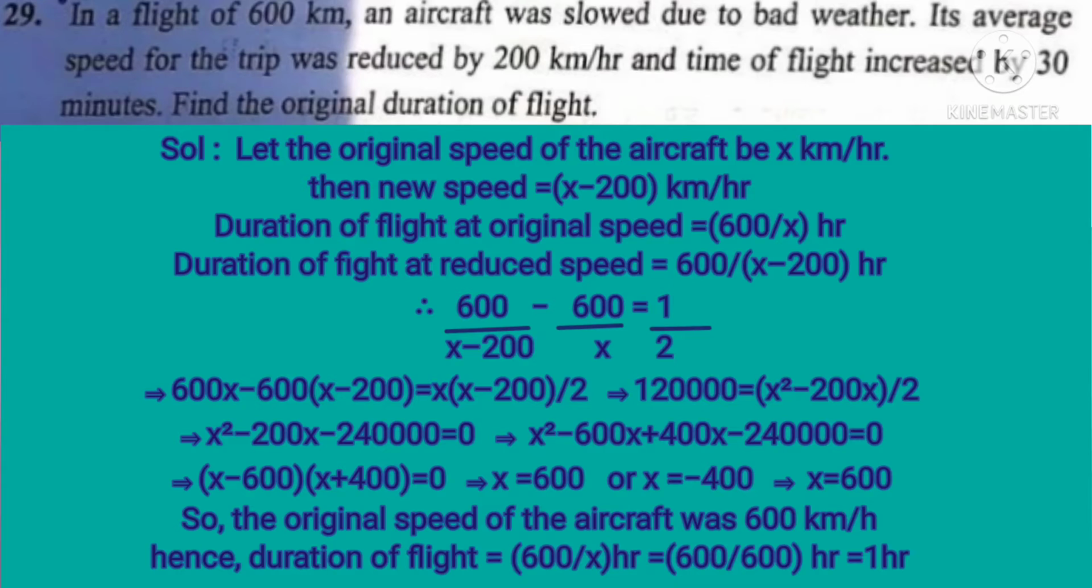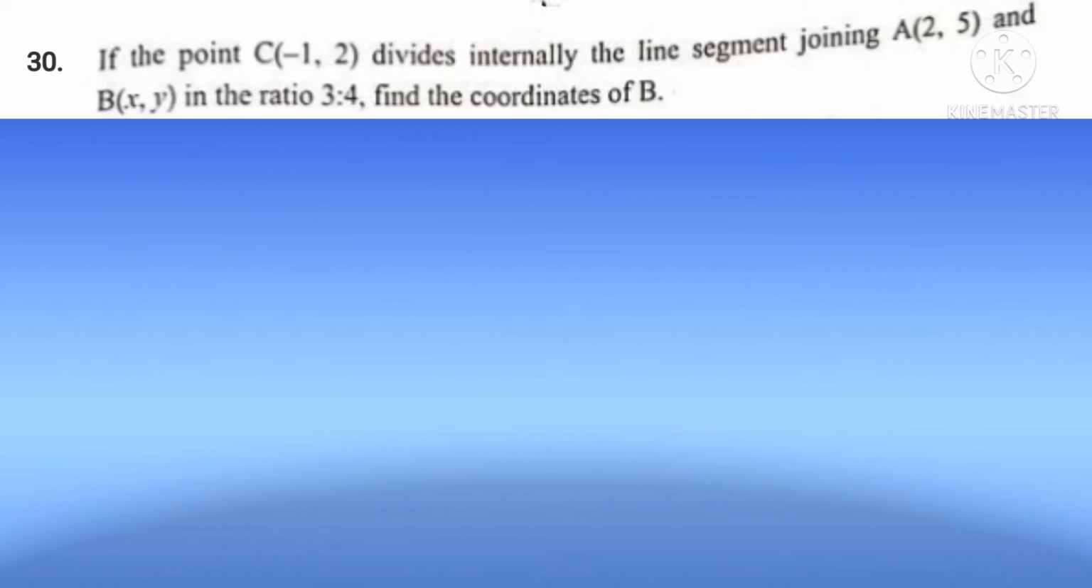So speed cannot be negative. So the original speed of the aircraft was 600 km per hour. Hence the duration of flight is 600 by x hours. So we will get 600 by 600 is equal to 1 hour. So let's move now to question number 30.